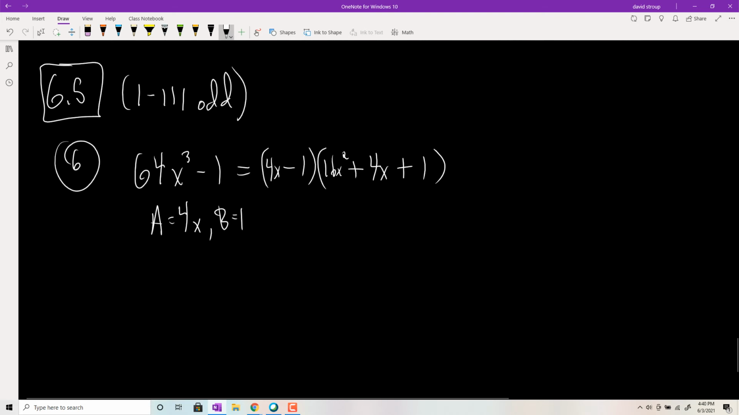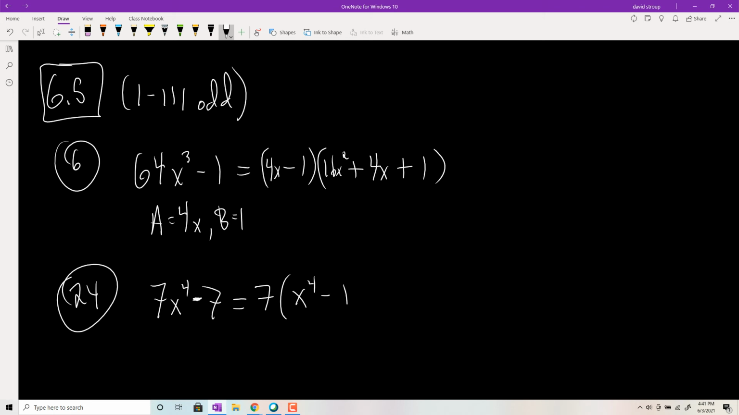It's pretty sad. Okay, 24. 7x to the 4th minus 7. So this guy maybe looks like a cubic, but it's not, because of that even exponent. But there is a GCF. You could pull out a 7, and then you get a closer look at it, and it seems like it's a difference of squares, right? Because x squared times x squared is x to the 4th. So let's see if we can factor it. And I'll have x squared plus 1 times x squared minus 1.